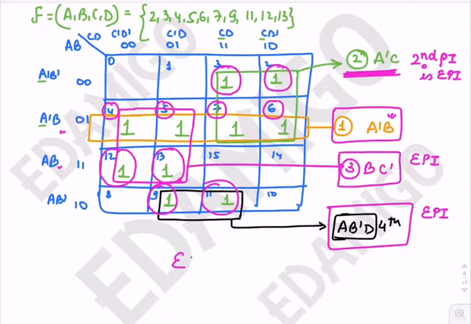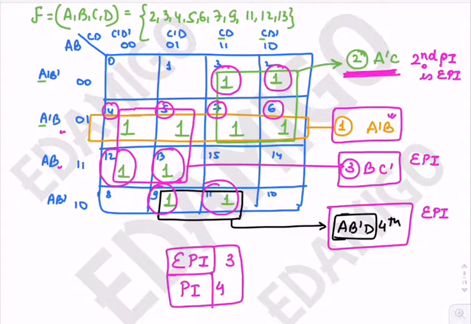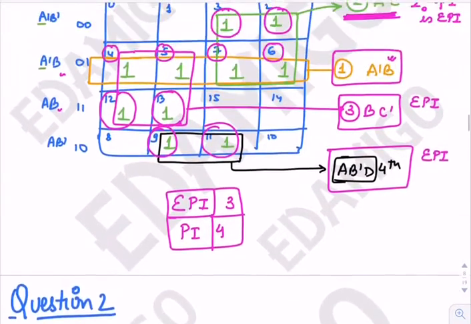So we can say that there are three essential prime implicants and four prime implicants possible here.